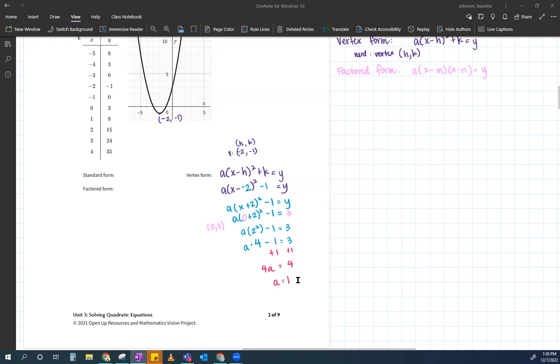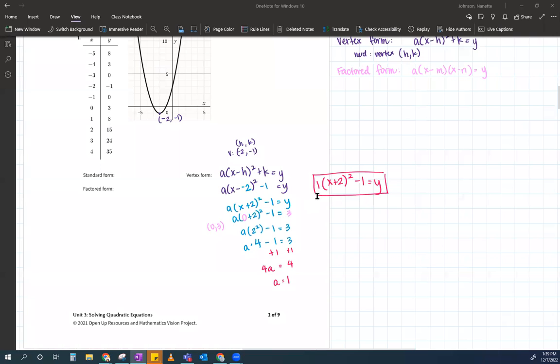So yay, I'm done. Okay, so don't get here and say, oh, I'm done. No, you have to give me your vertex form. So instead of this a right here, I'm going to put a 1. So now my final answer is 1 parentheses x plus 2 quantity squared minus 1 equals y. Here's my vertex form. I'll tell you right now, this is my favorite form to use because I can tell what my vertex is, and that's the most important point on my parabola, right?